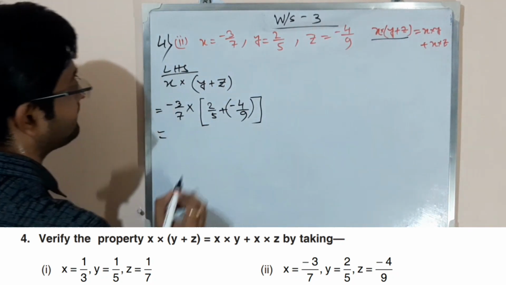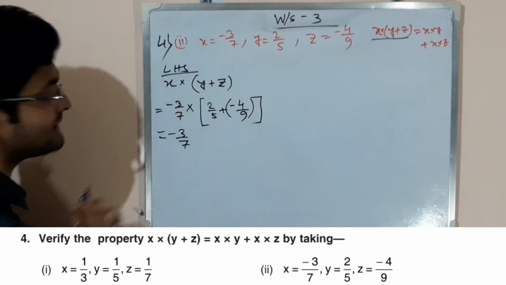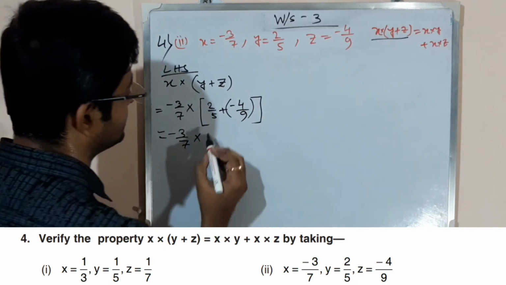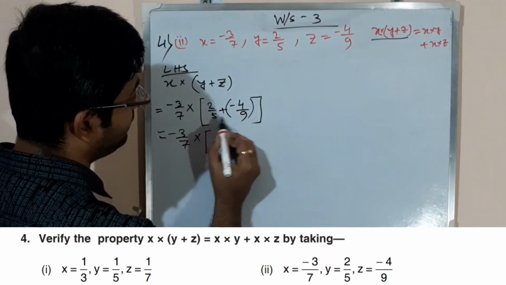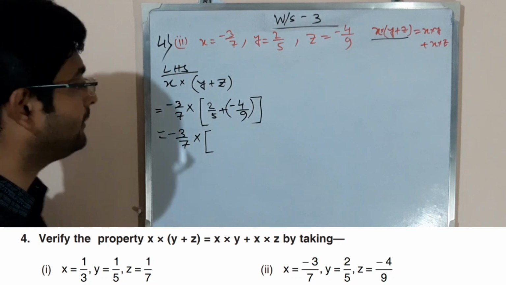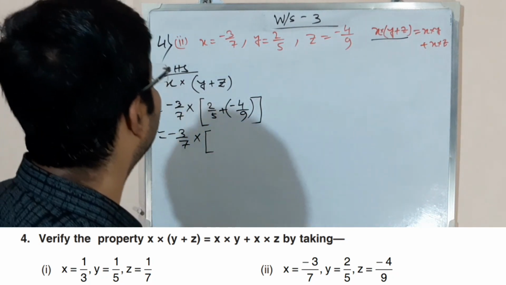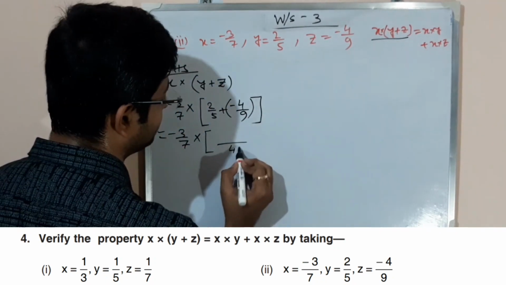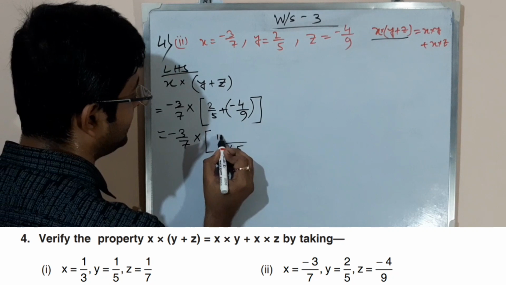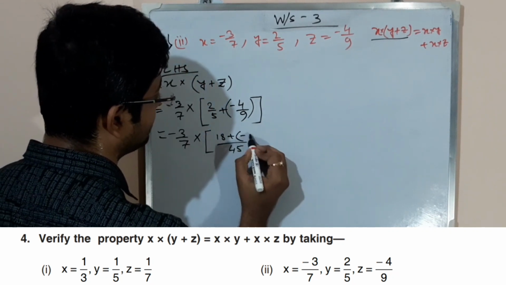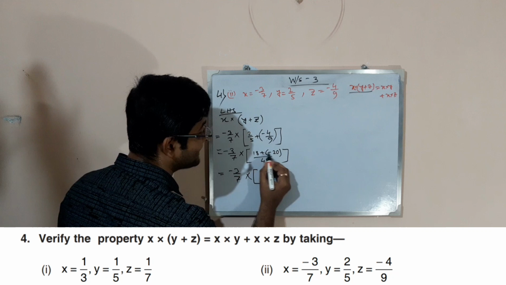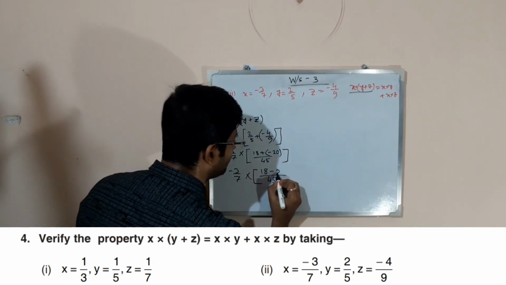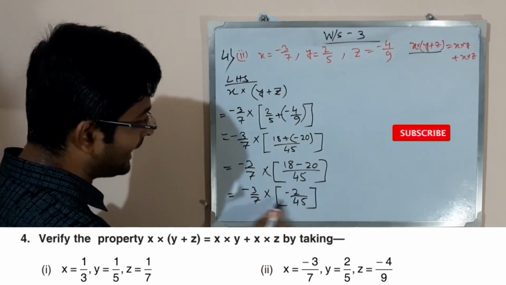Next, minus 3 by 7 as it is I have to write, because according to the BODMAS formula I have to calculate the bracket first. So within the bracket, 5 and 9 LCM: they are co-prime numbers, so the LCM is the product of the numbers, that is 45. 2 9s are 18 plus, 5 9s are 45, minus 20. Now plus minus is minus, okay, so 20.